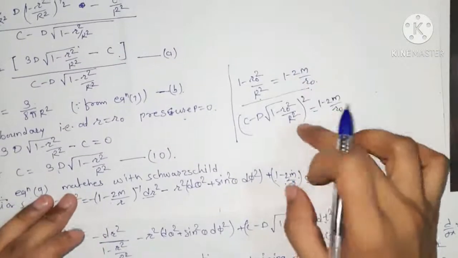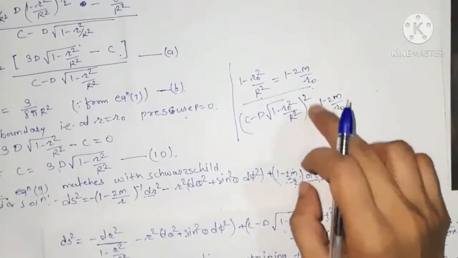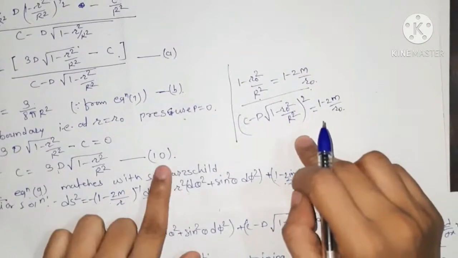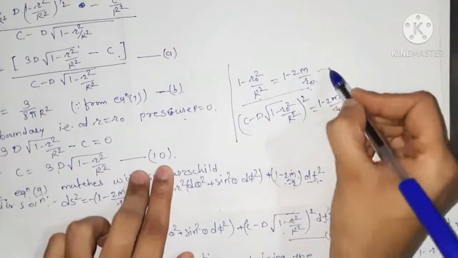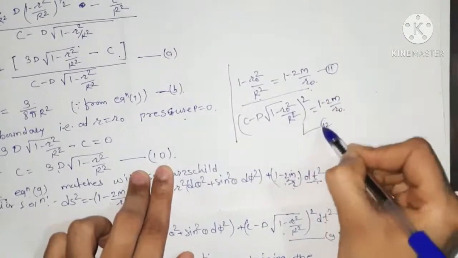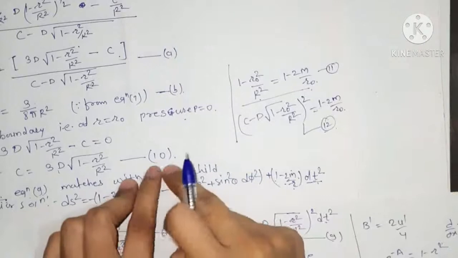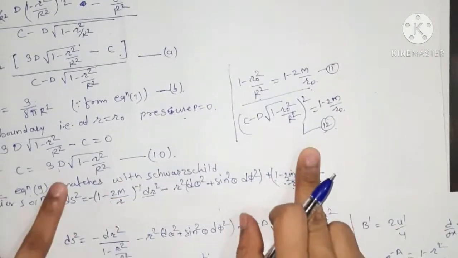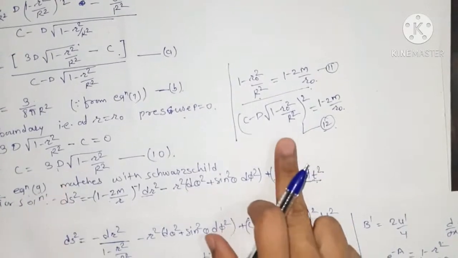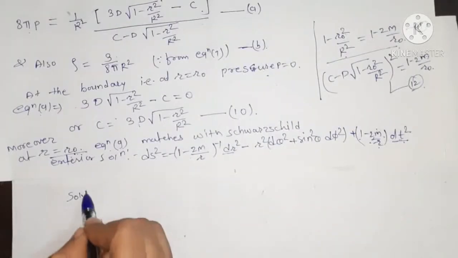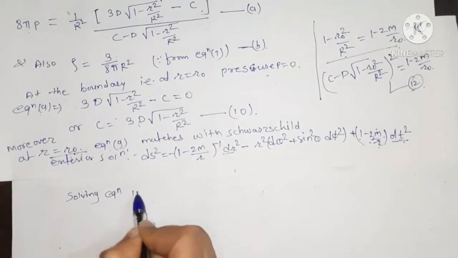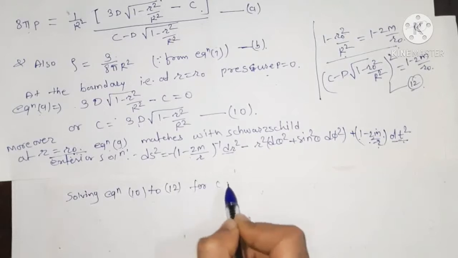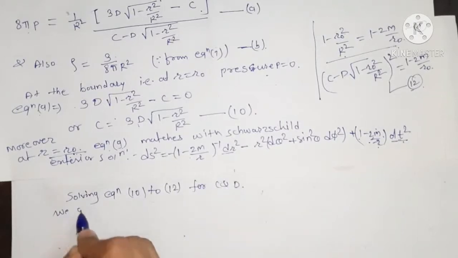Therefore we can substitute the values and solve. That is our equation 10. Then we have this as equation number 11 and this one as equation number 12. So we solve equations 10, 11 and 12 for the values of C and D.